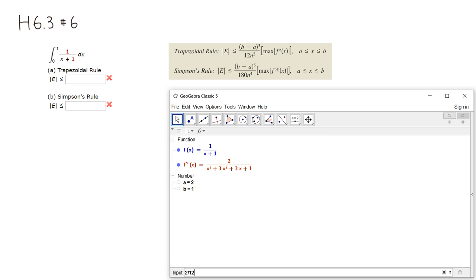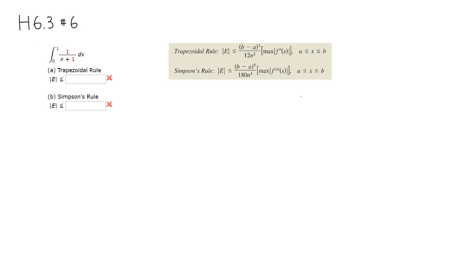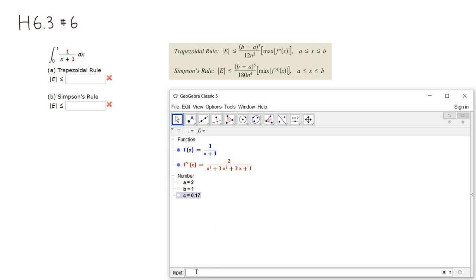And n, I forgot what n was. n is 4, so I'm going to use n equals 4. So 2 divided by 12 times 4 squared. That's the value here, because b minus a is 1 and the maximum of the second derivative of f is 2, divided by 12 times n, which is 4, squared. So hit enter, and we get this value right here.